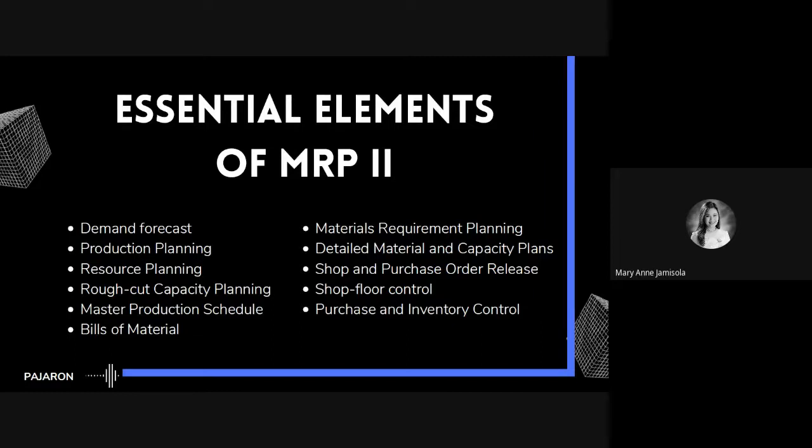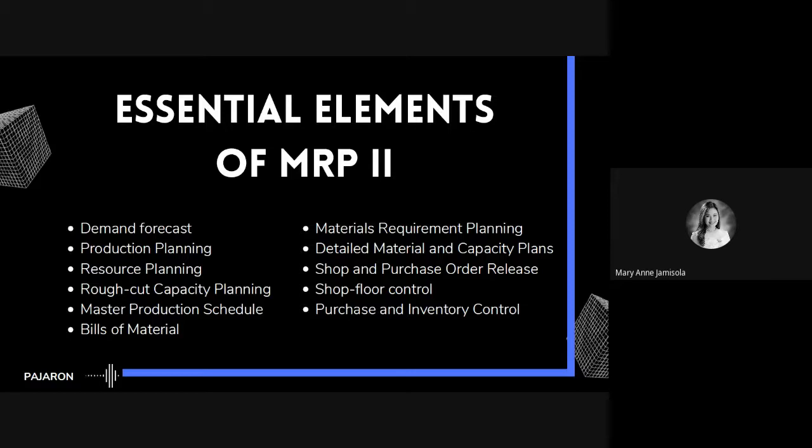Here are the essential elements of MRP2. So we have the demand forecast, which takes into account our company orders and sales forecasts. Then we also have production planning, which converts the demand forecast into a broad statement of output requirements and the necessary production program. Then we also have resource planning, which determines the manufacturing resources. When we say manufacturing resources, these are the materials and components required to meet the production program.